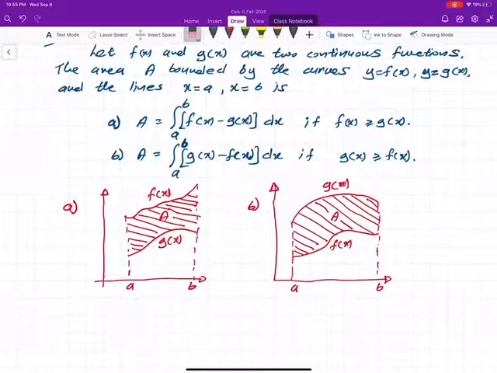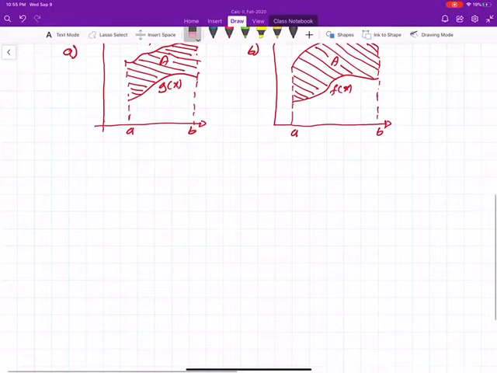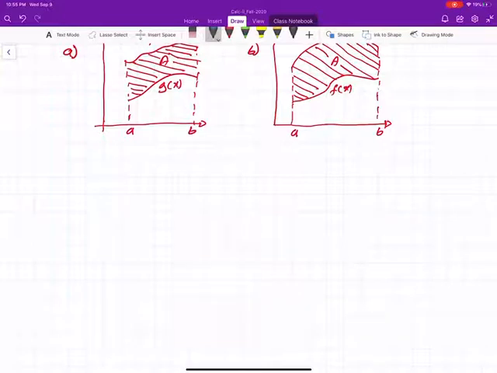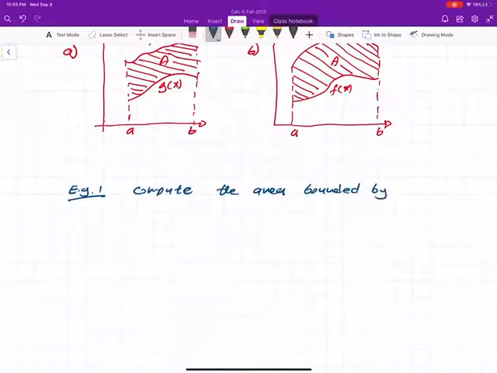Now we go to examples. Let's discuss the first example. In example number 1, compute the area bounded by y equals e to the power x, y equals x, x equals 0, and x equals 1.